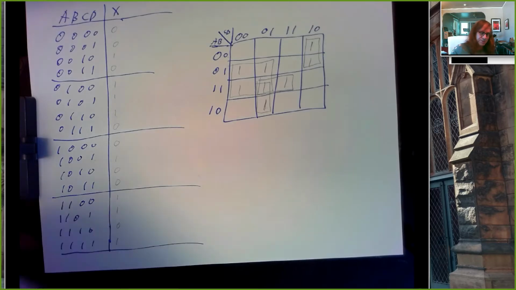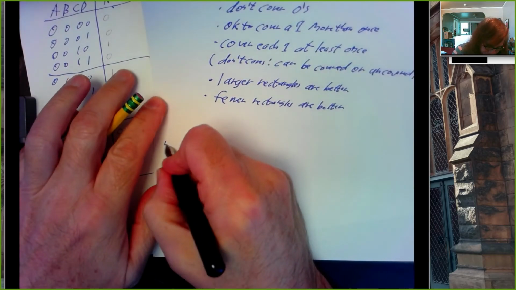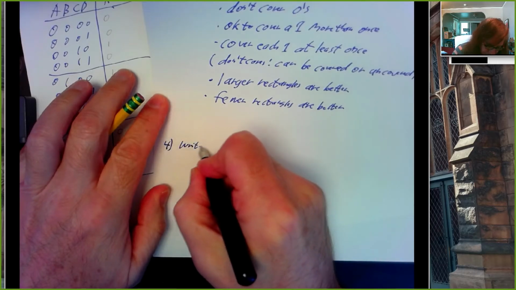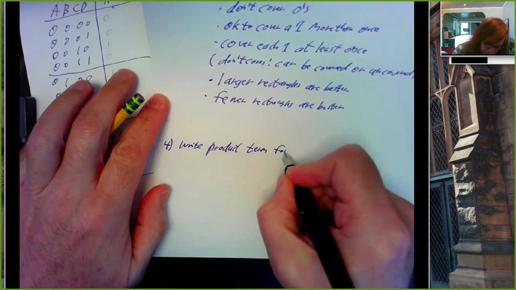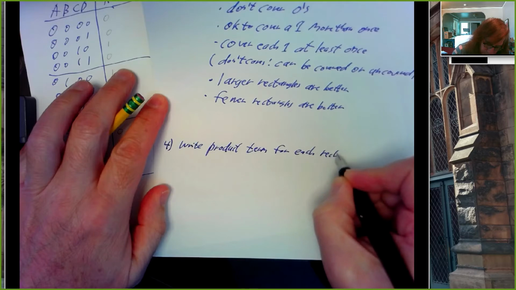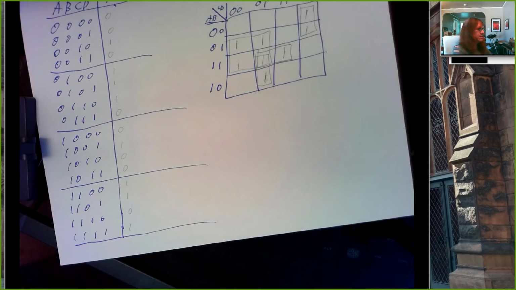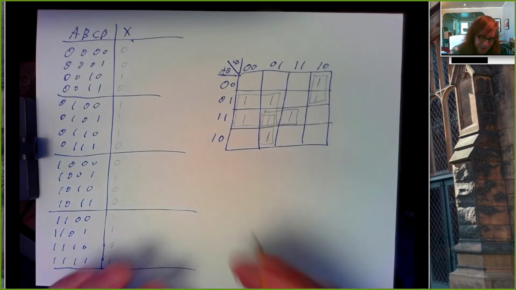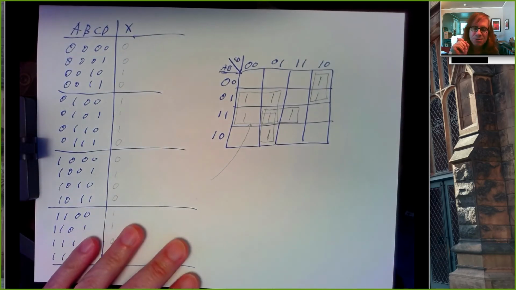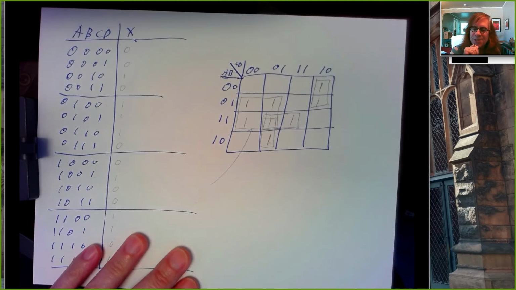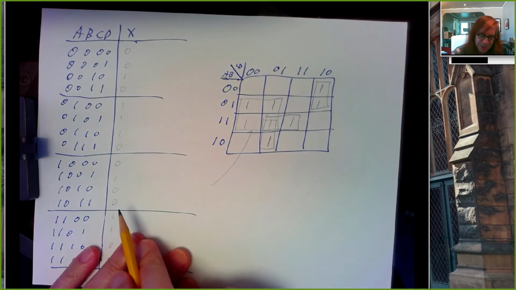All right, so we cover our ones. And then we write a product term for each rectangle. And this is probably the most error-prone spot of the process. So let's pick out this big rectangle here, this 2 by 2 rectangle. And what we want to do is look at what the values of the variables A, B, C, and D are in this rectangle, which is actually a square.